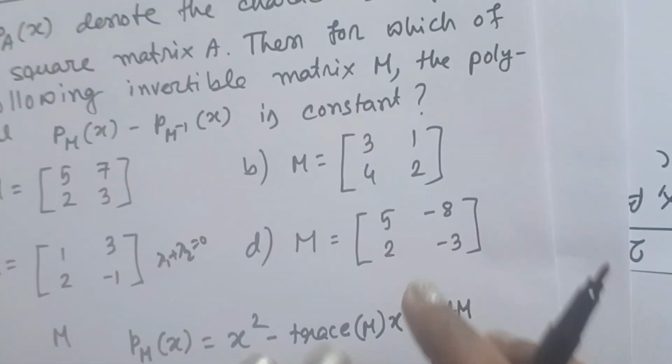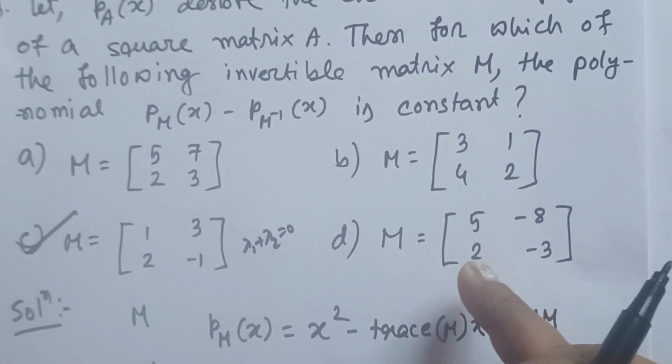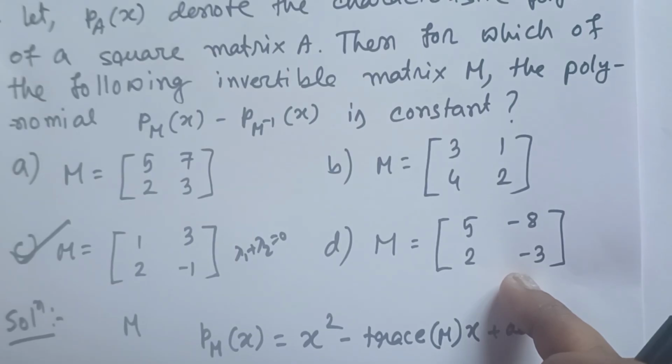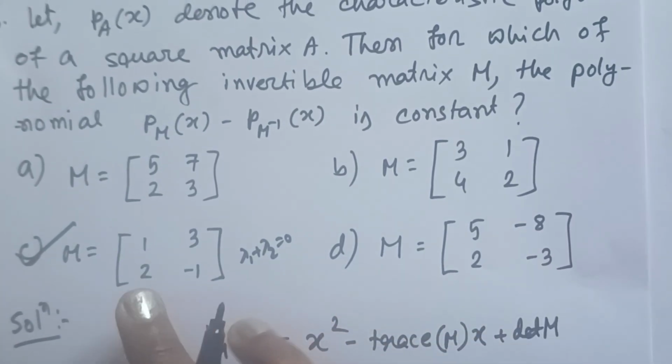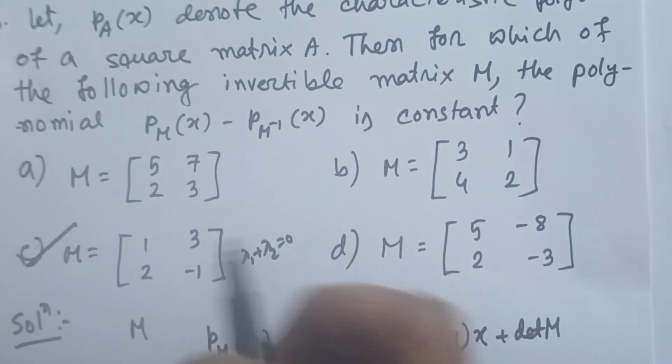Also for the fourth option, 5 minus 3 equals 2. So the trace is not equal to 0. In this case we cannot say. So only C is the correct option for lambda 1 plus lambda 2 equal to 0.